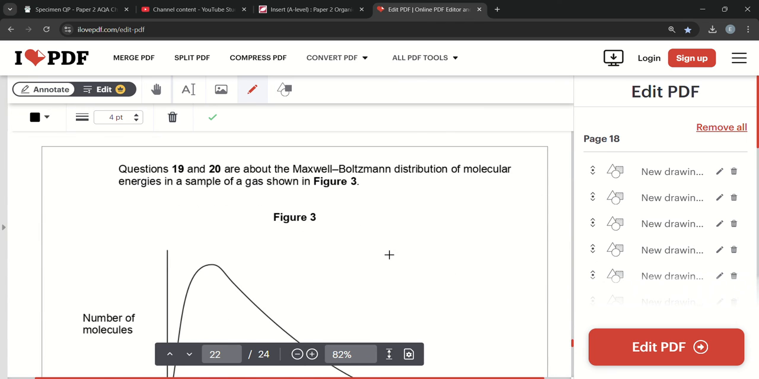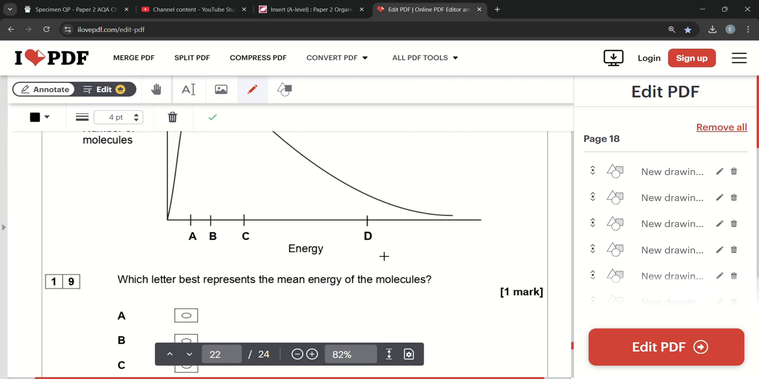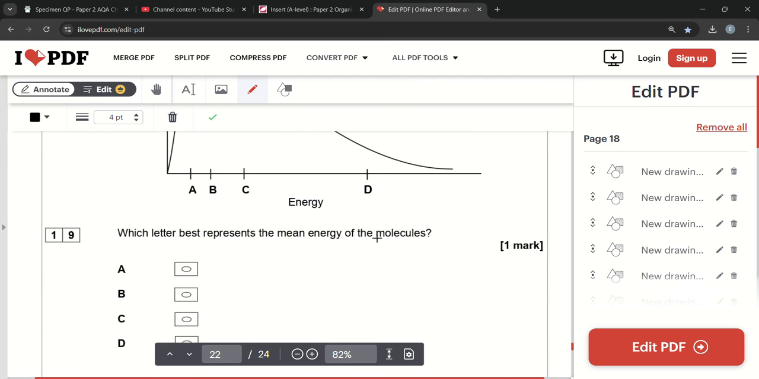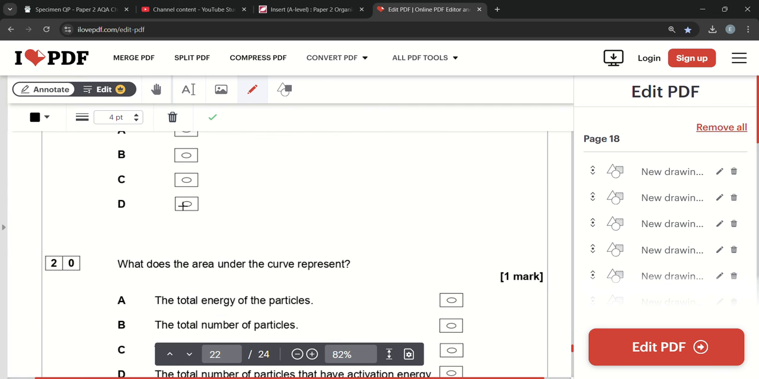Question 19 and 20 are about the Maxwell-Boltzmann distribution of molecular energies. Which letter best represents the mean energy of the molecules? This is for the activation energy. This is the most probable energy. I don't know what this is going for. This is the mean energy. The mean energy is slightly to the right of the most probable energy, so the answer is C.